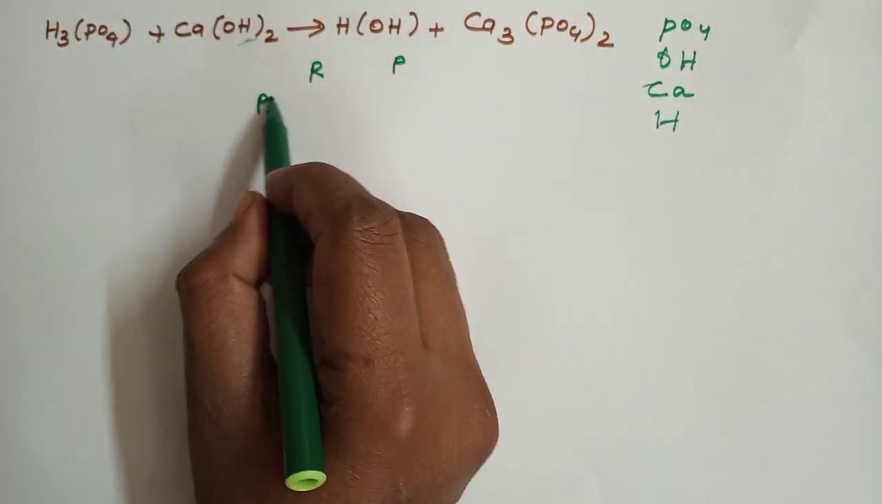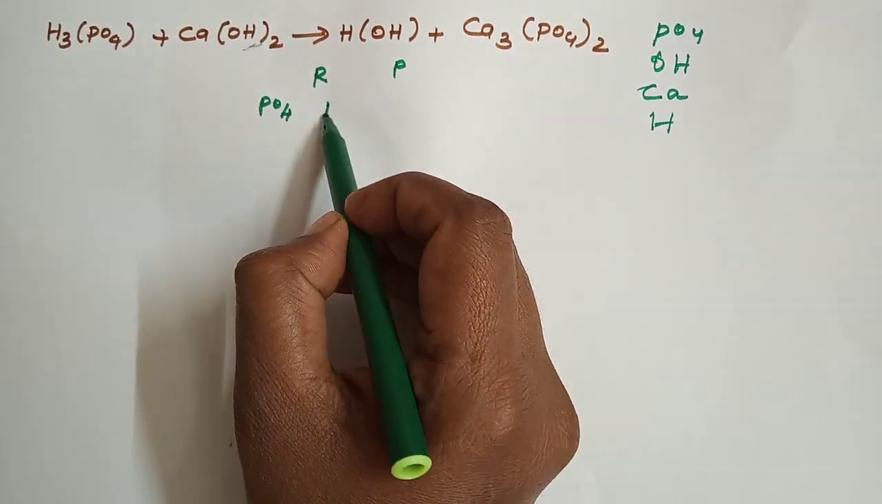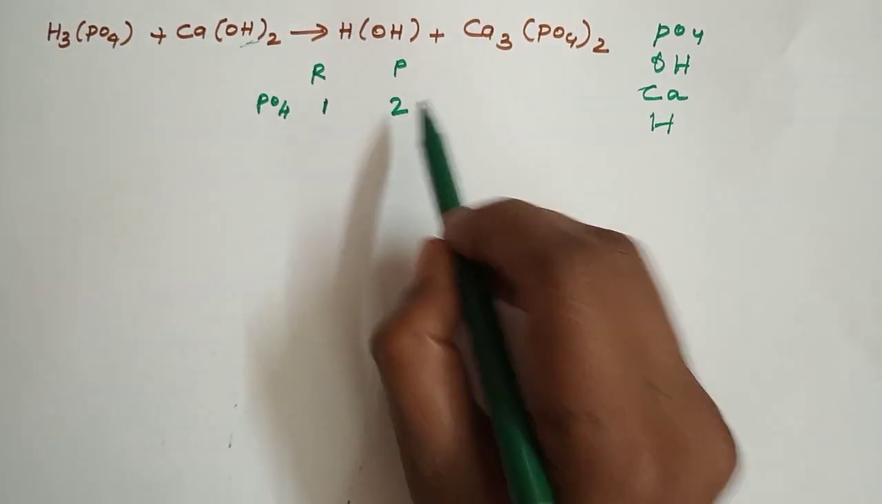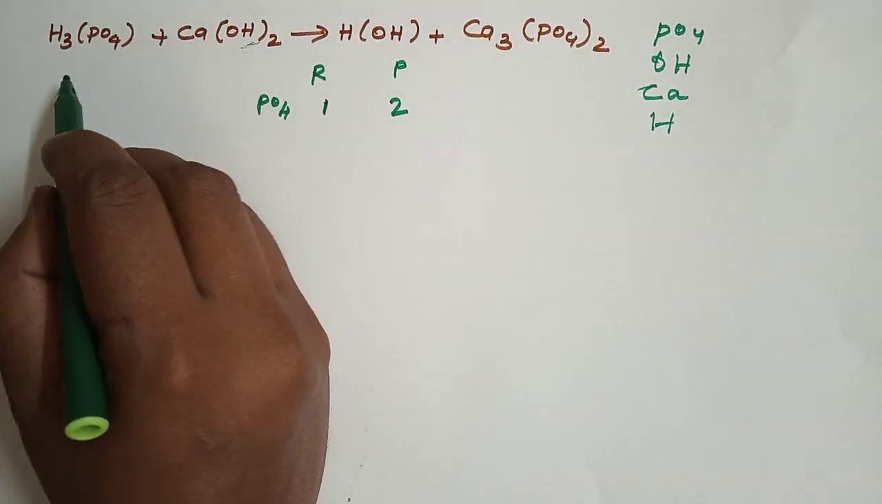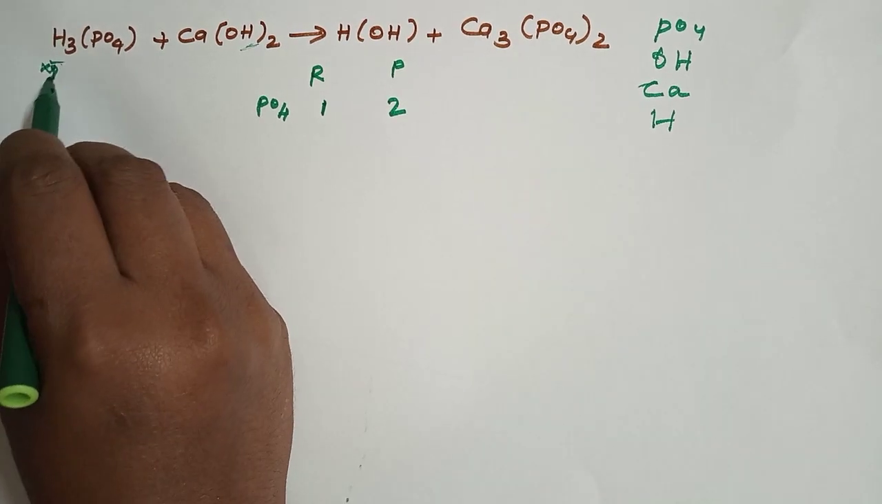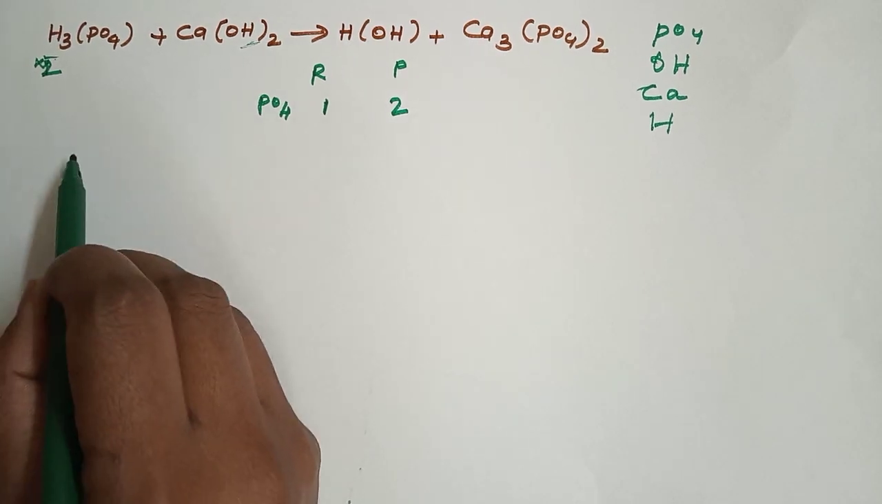Reactant side first, PO4. How many PO4 do we have? Only one. Yes or no? This side we have 2. So what can we do? We have to multiply with this 2. Here 1 is there, no? We have to multiply with 2. So we will get a new equation. How?